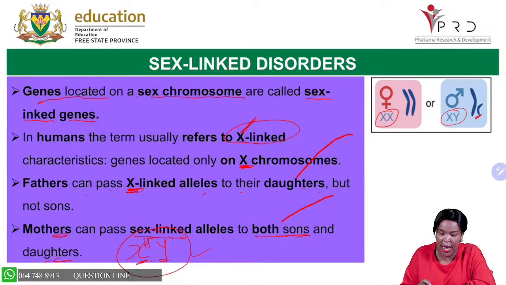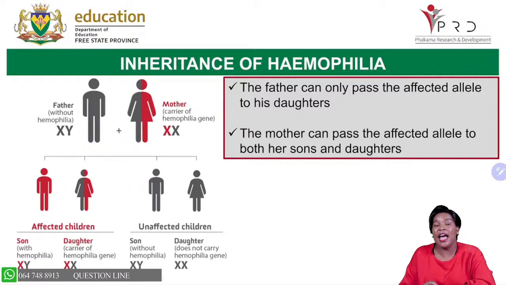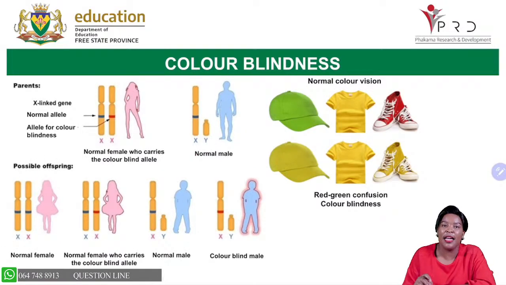Right, so we want to go next. So this is just the inheritance. Then another example of sex-linked diseases is color blindness. The one that is in your syllabus is color blindness. So look at the examples.